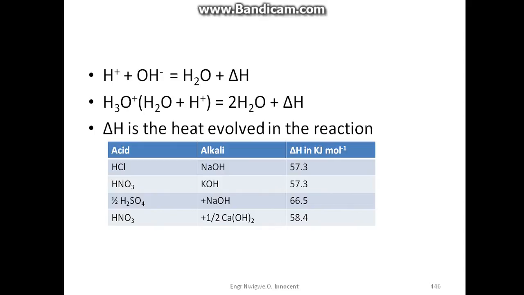Half of tetraoxosulfate(VI) acid plus sodium hydroxide to give, change in heat, 66.5. Hydrogen tetraoxonitrate plus potassium hydroxide to give, change in heat, 58.4.